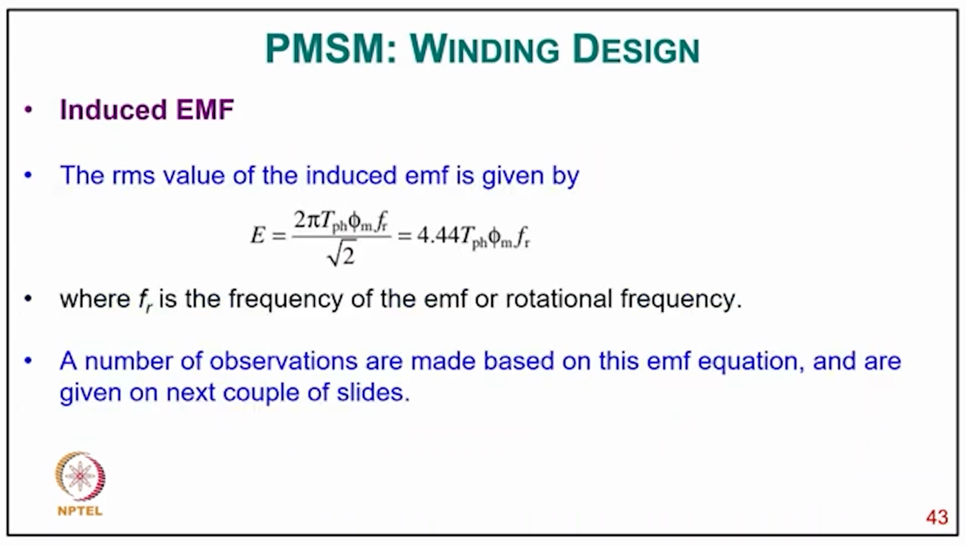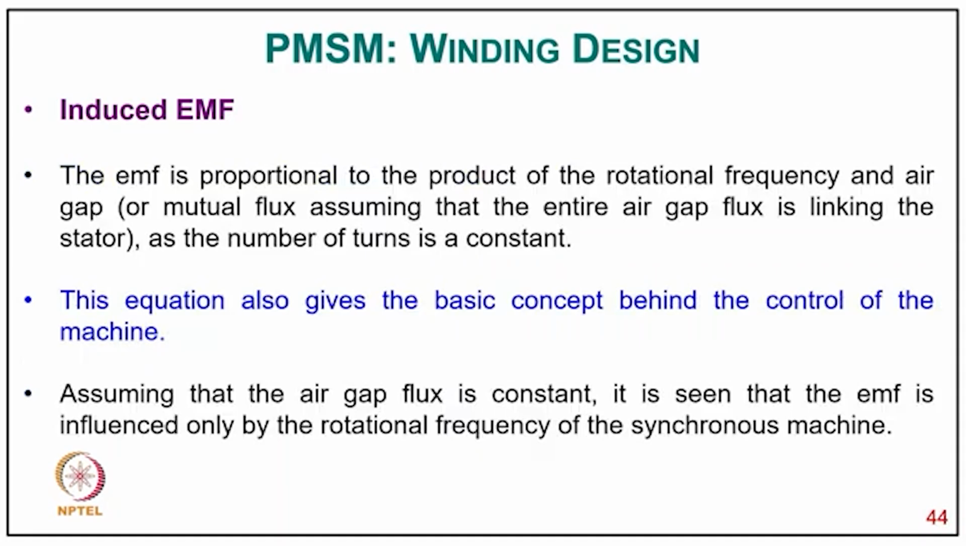So the RMS value of the induced EMF is given by 2 pi T_ph phi m f_r divided by root 2, or equal to 4.44 T_ph phi m f_r, where f_r is the frequency of the induced EMF or rotational frequency. A number of observations are made based on this EMF equation, and are given in the next couple of slides. The EMF is proportional to the product of rotational frequency and the air gap or mutual flux, assuming that the entire air gap flux is linking the stator and the number of turns is constant.